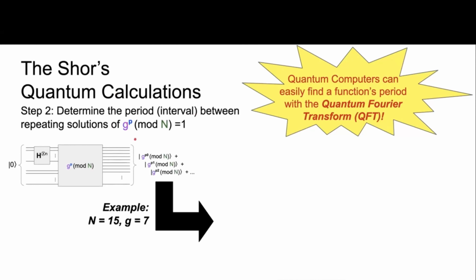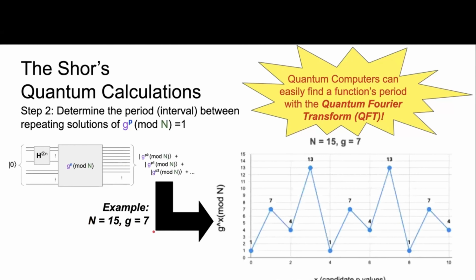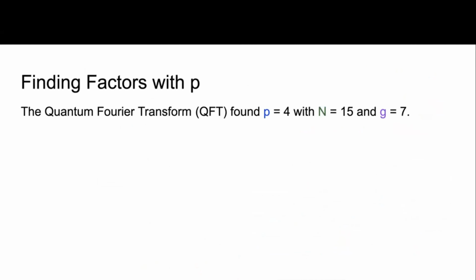So in this example, for n equal 15 and g equal to 7, we can see that we have a plot here of g to the x, g raised to the candidate p values mod n, versus different candidate values for p, so we'll call them x here. And we'll see that the value for p is 4. So the QFT would help us find this value of p equal to 4. So the QFT found value of p equal to 4 for n equal to 15 and g equal to 7.